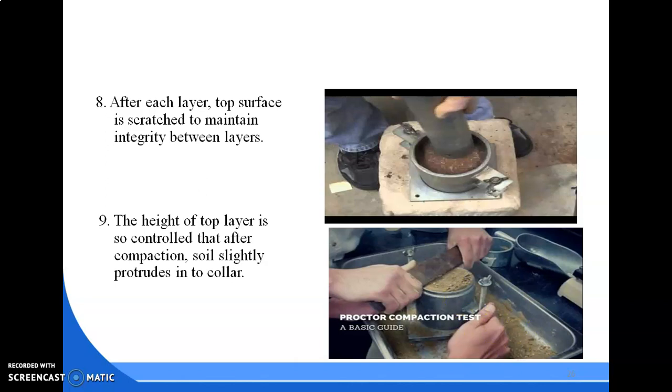The height of the top layer is so controlled that after compaction, soil slightly protrudes into the collar, like this as shown in the figure. After completing this, we have to cut it and clean the top surface.